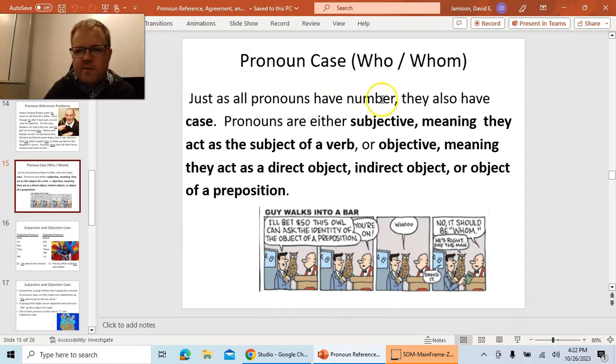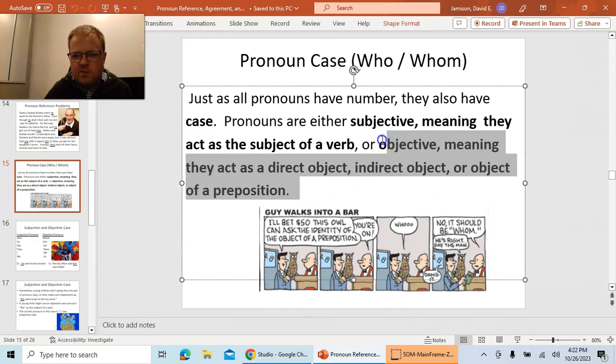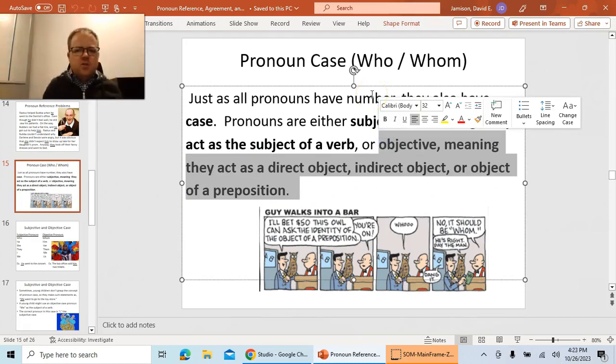Just as pronouns have number, they also have case. Pronouns are either subjective, meaning they act as the subject of a verb, or objective, meaning they act as the direct object, indirect object or object of preposition. Basically what this means is you use one kind of pronoun for the person or thing in a sentence that is doing an action, and you use a different sort of pronoun for the thing that action is being done to.